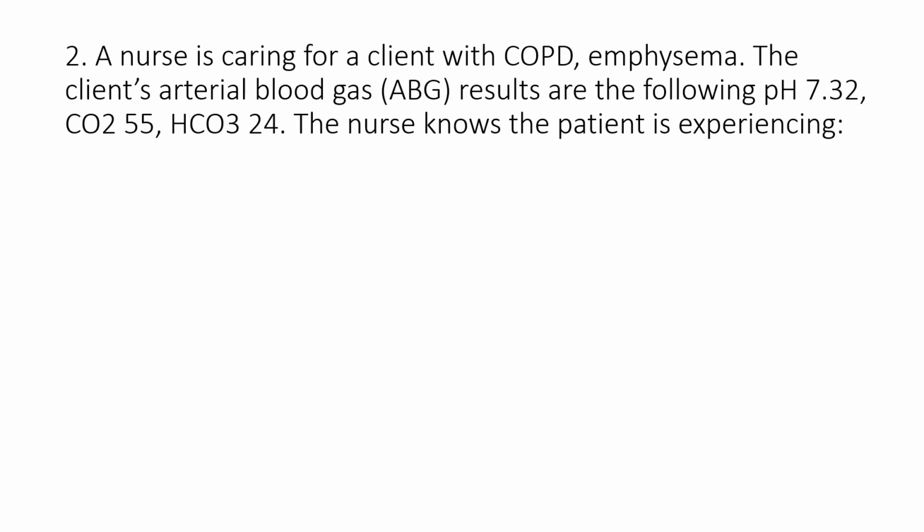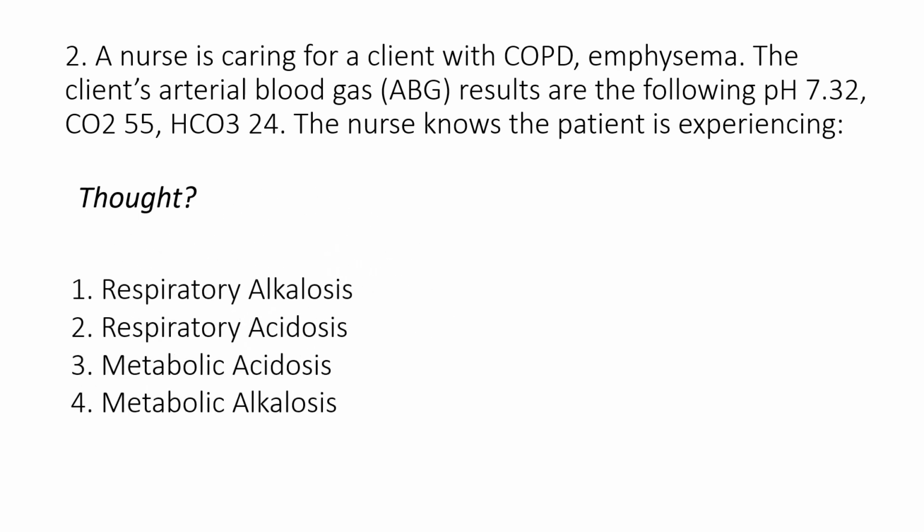Question number 2. A nurse is caring for a client with COPD or emphysema. The client's arterial blood gas or ABG results are the following. The pH is 7.32, the CO2 is 55, and the HCO3 or bicarb is 24. The nurse knows the patient is experiencing, and I'll give you a little extra time on that one in case you were trying to analyze that ABG. Is it number 1, respiratory alkalosis, number 2, respiratory acidosis, number 3, metabolic acidosis, or number 4, metabolic alkalosis?